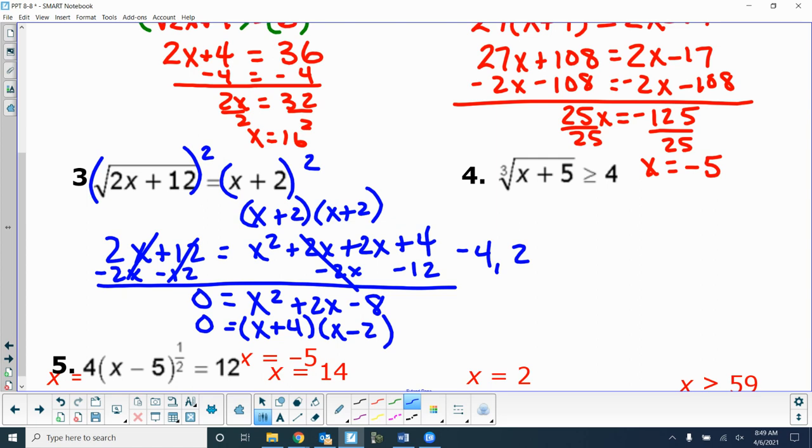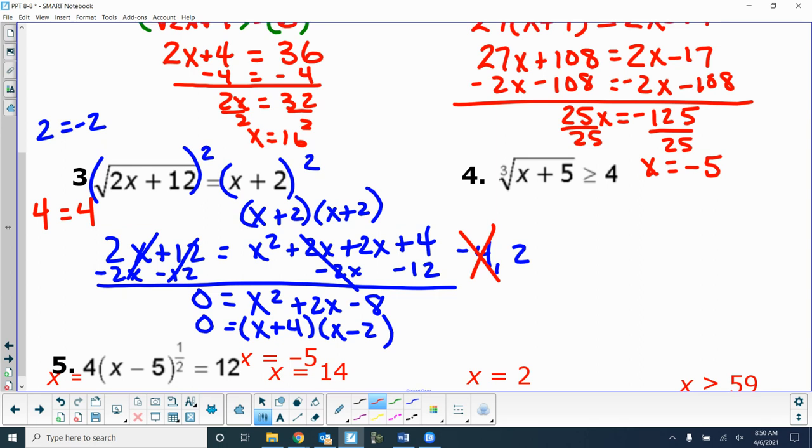But we got to check them in the original. So 2 times -4 is -8, plus 12 is a +4, square root would be 2. And -4 plus 2 is -2. They're not equal. So that's a no good answer. 2 times 2 is 4, plus 12 is 16. The square root of 16 would be 4. And 2 plus 2 is 4, so that worked. So the 2 was the only answer, which is this one here.